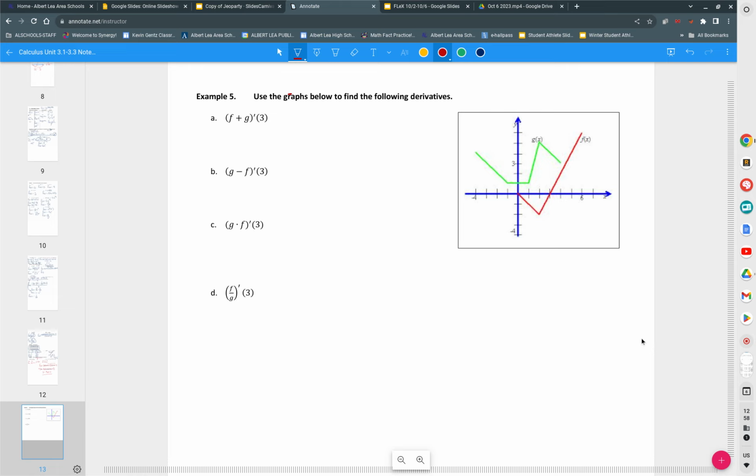All right, use the graph. So now instead of being given a rule, like a function rule or a table, we're going to give a graphical example. Love this type of example. This comes up on the AP exam as well. Use the graphs to find the derivatives below. (f plus g) prime of 3, very simple. We just find f prime of 3, and we add it to g prime of 3.